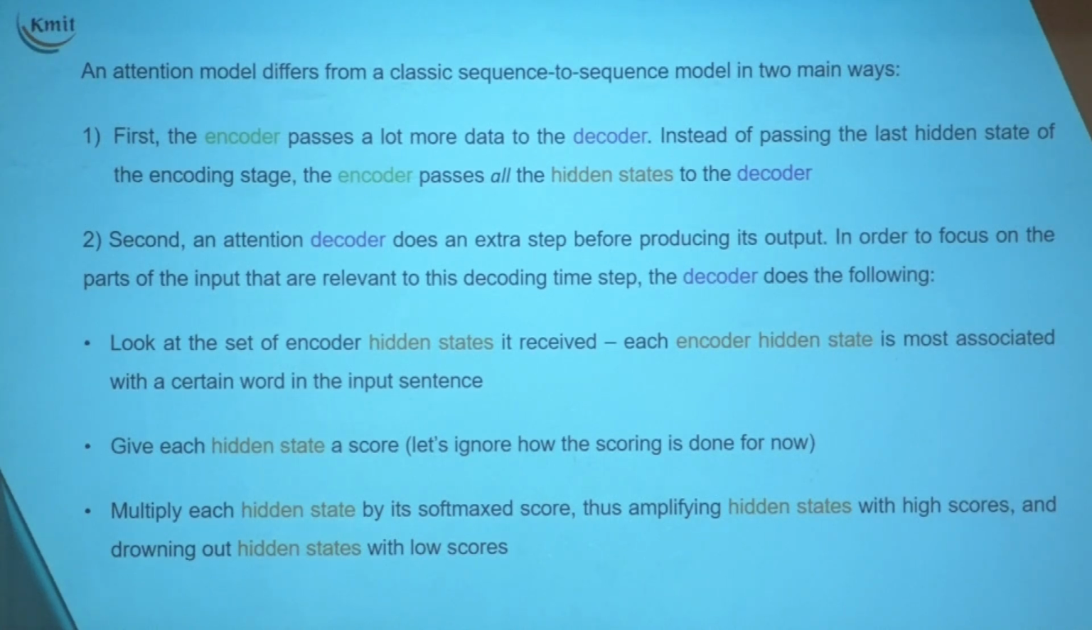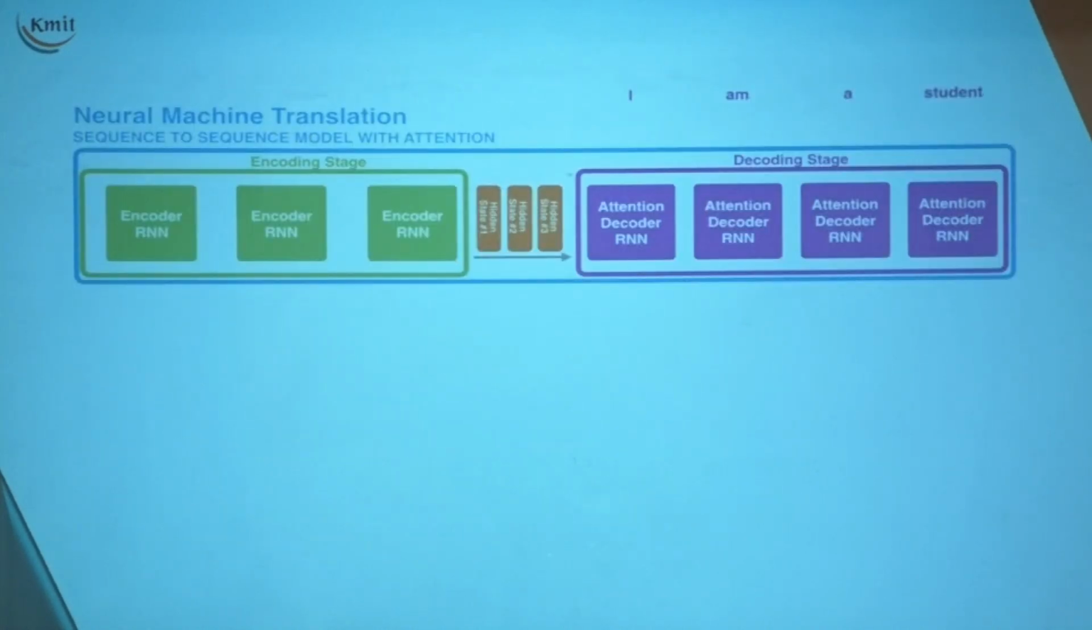Did you all understand this? Instead of passing one hidden state at the end, as in the normal sequence to sequence model, what am I doing with attention? All the hidden states are passed. Second point. Secondly, an attention decoder does an extra step before producing the output. What is that extra step? Do you observe an extra step here?